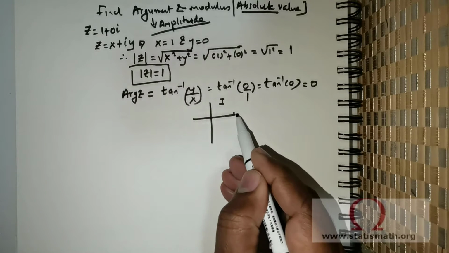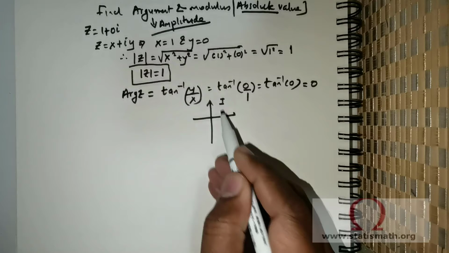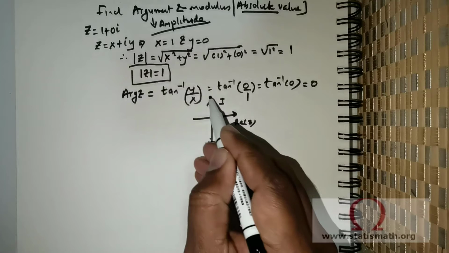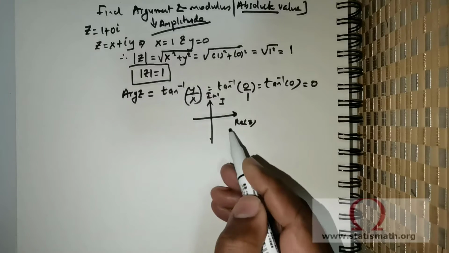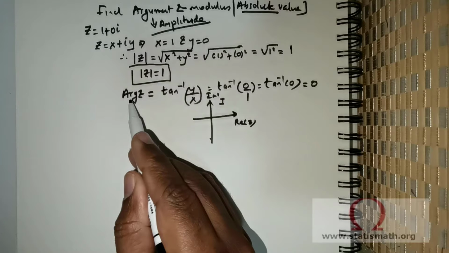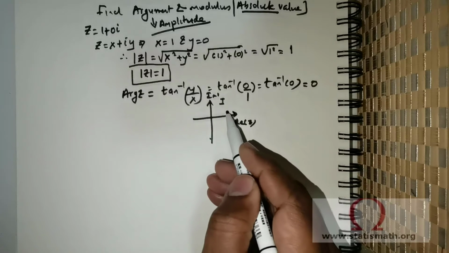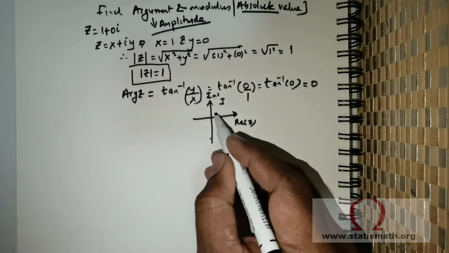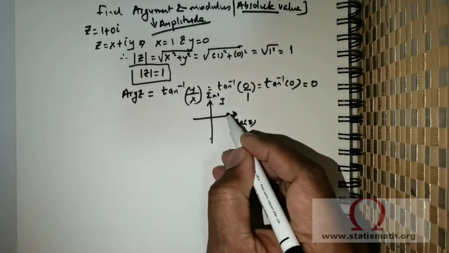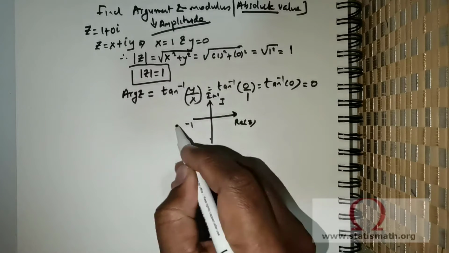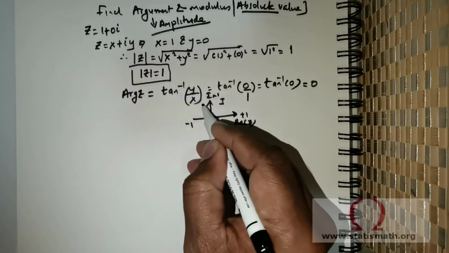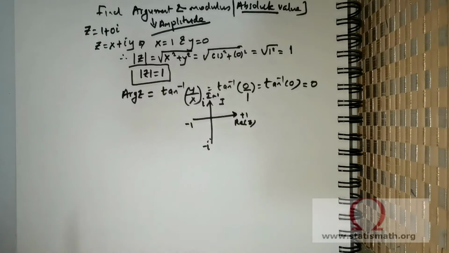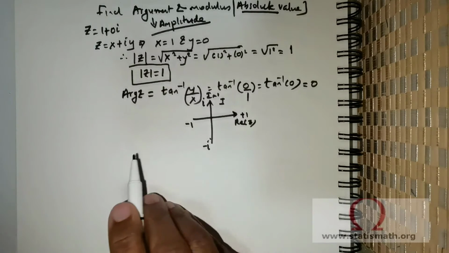Now if I were to take the representation for the complex number, so this is going to be my real axis and this is my imaginary axis, and clearly the argument of z equal to 0 will be in the first quadrant. Okay, now you should also know that the principal values are distributed as follows. So this is going to be negative 1 and positive 1 and positive i and negative i. So this is the way in which the principal values of a complex number are distributed.